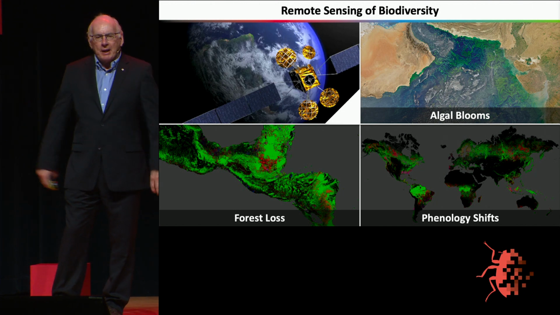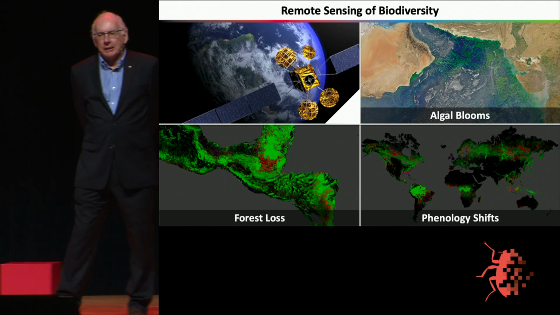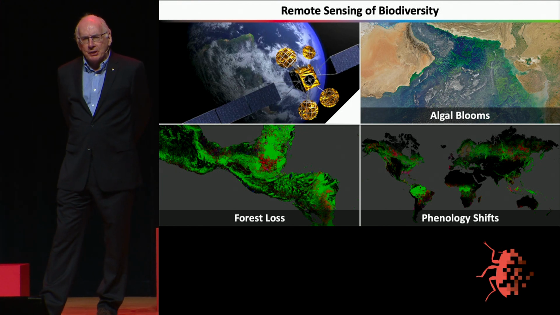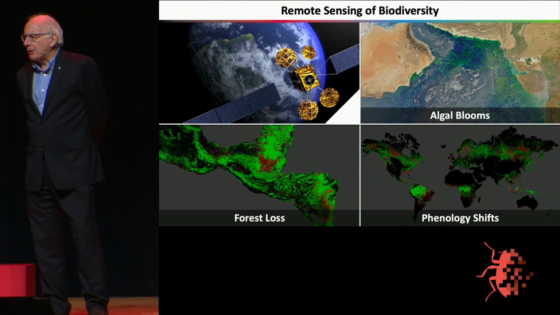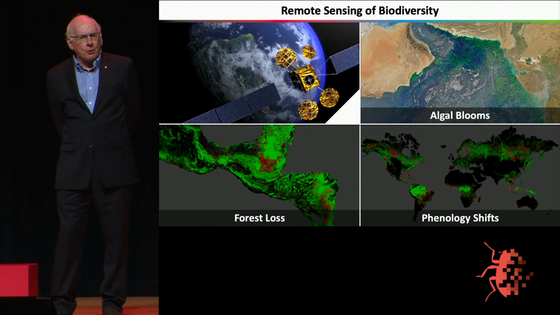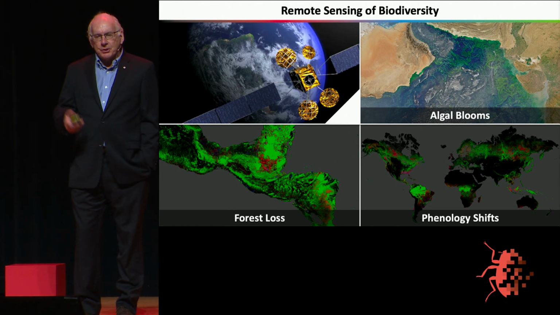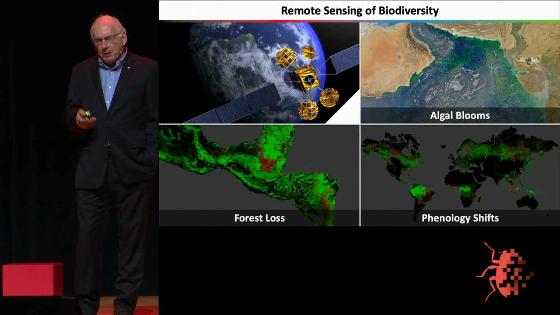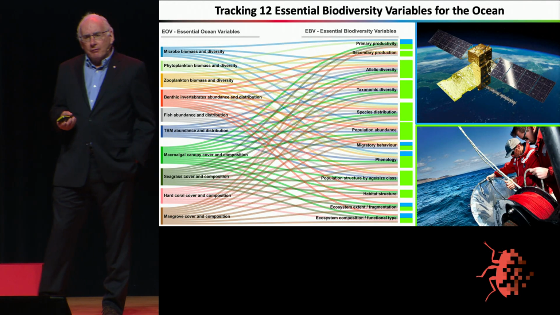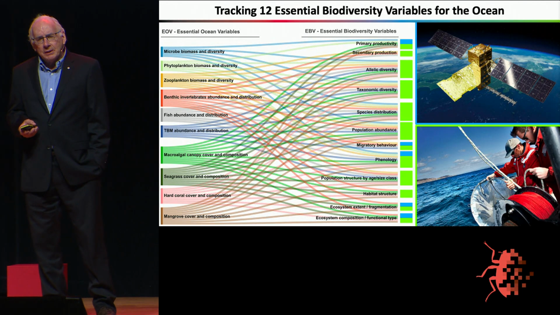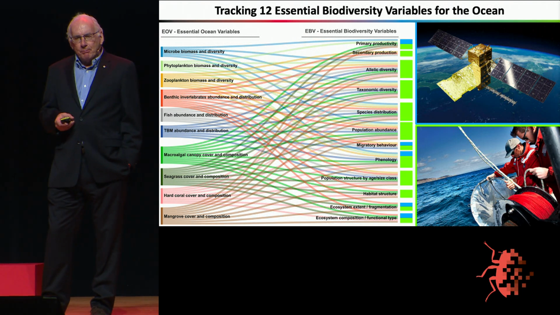We're going to have diverse approaches, and clearly satellite-based imaging is really powerful. It's going to provide us a synoptic view of things like algal blooms, forest loss, shifts in the phenology on a very large scale. So this is useful. But when it comes down to essential biodiversity variables, we're not going to manage biodiversity from space.